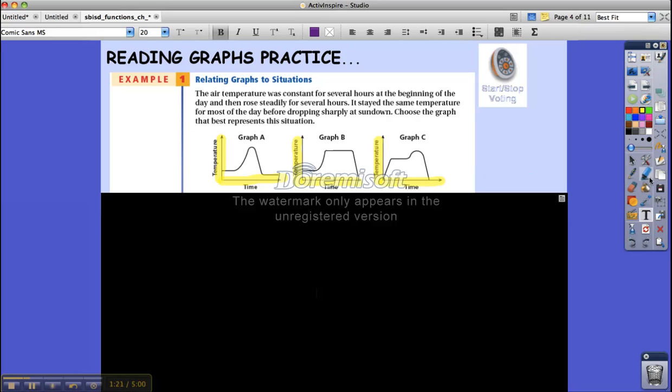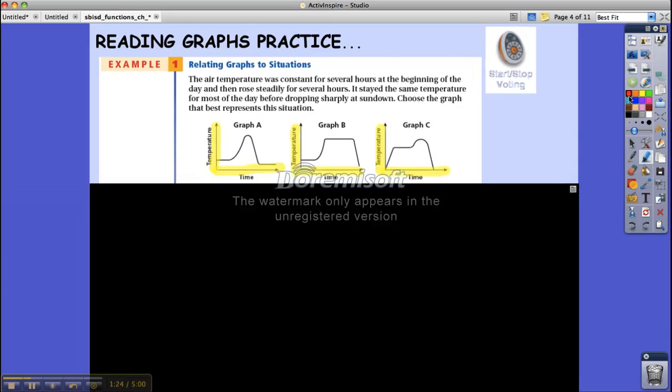So we're going to read the first bit of this, and it says, the air temperature was constant for several hours at the beginning of the day. So we need to see what that would look like. The very first thing that should be happening is a constant temperature. As time is passing for several hours, we need it to stay a constant temperature. So I want you to pause the video and think about what constant temperature would look like based on temperature being the y-axis. Go ahead and pause it now.